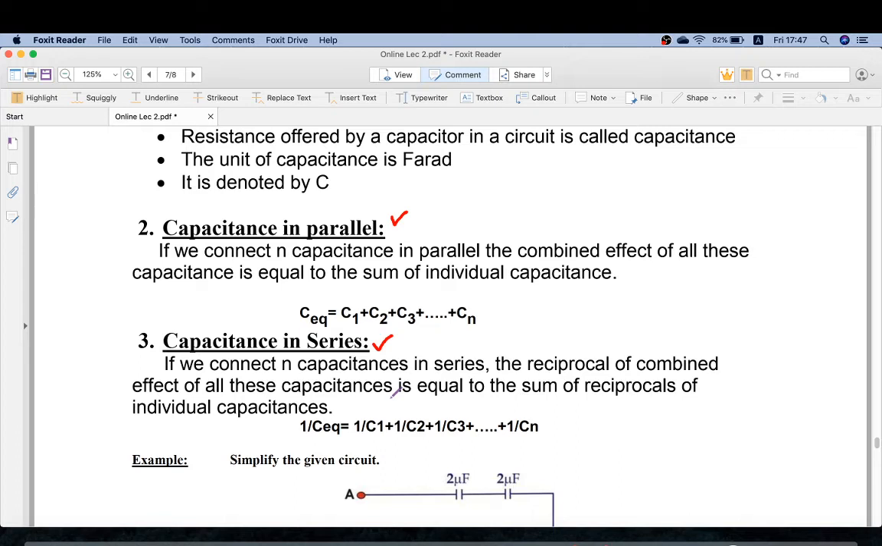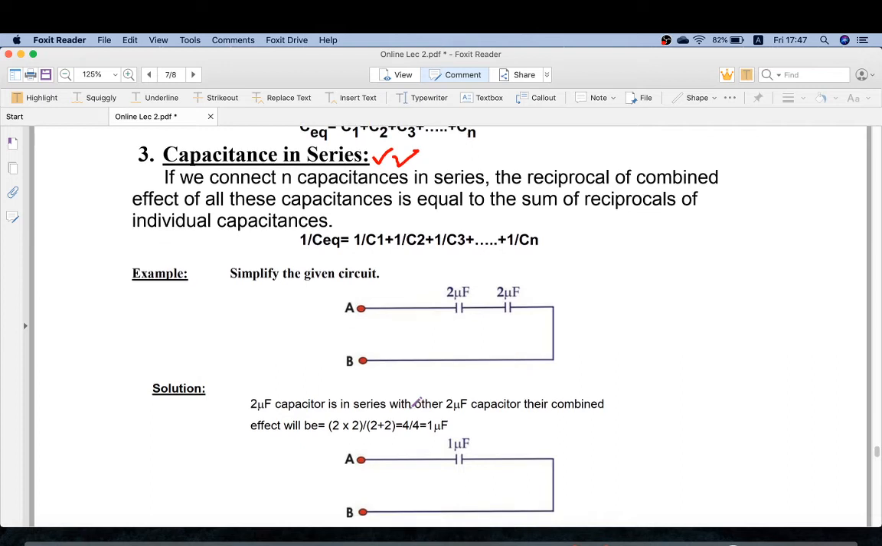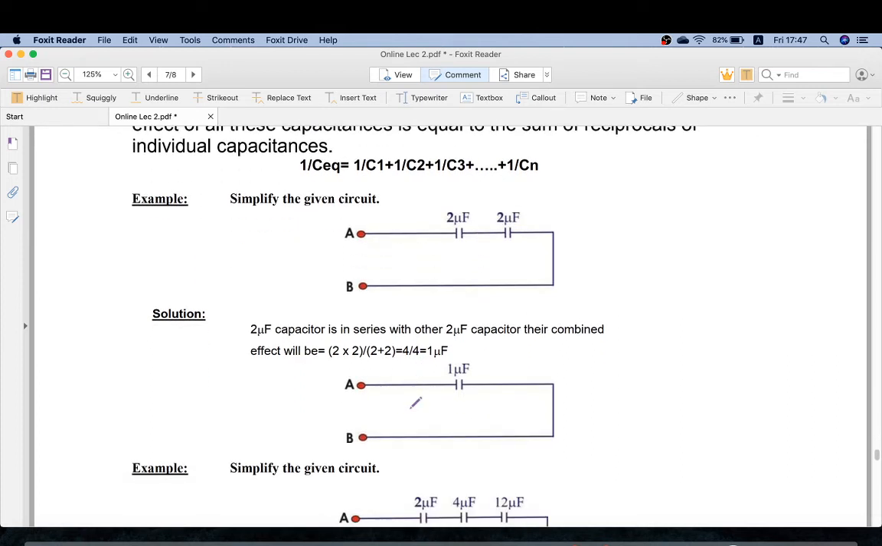Now in capacitance we do the opposite. If two capacitances are in parallel, we just add them. And if the capacitances are in series, we use that same formula. So capacitance is opposite to inductance and resistance. So we will take one example.